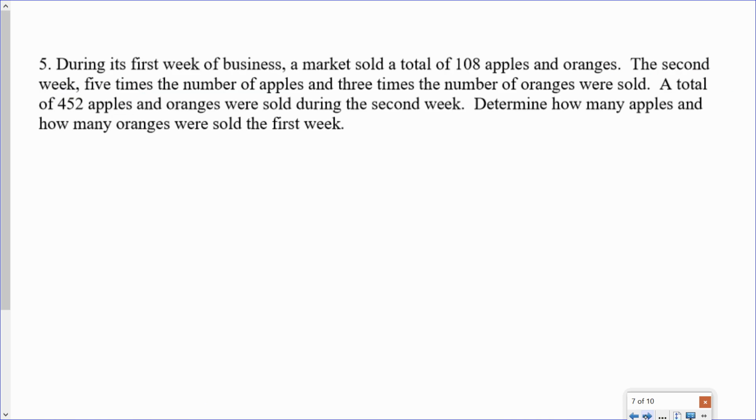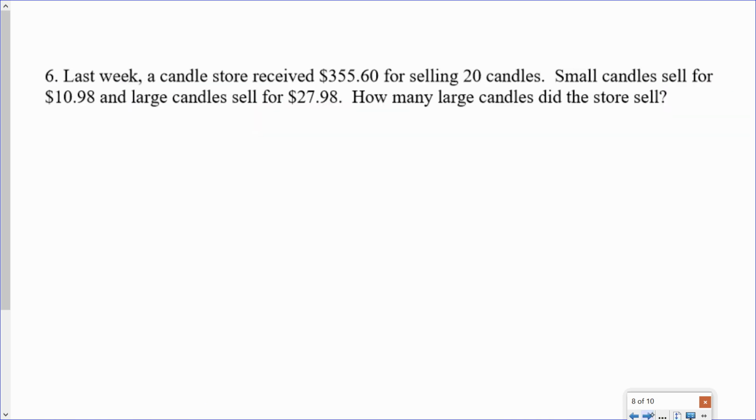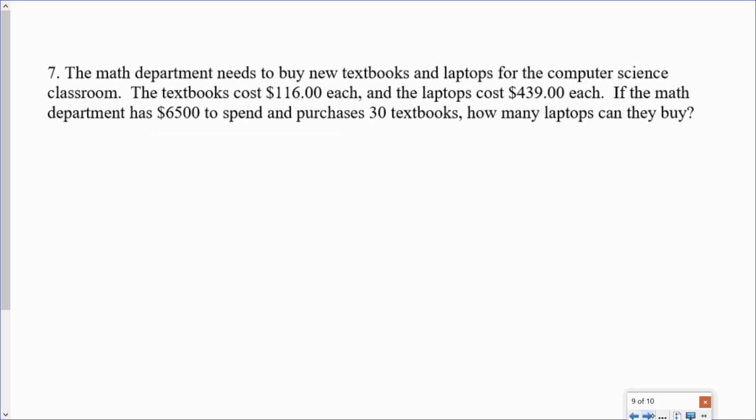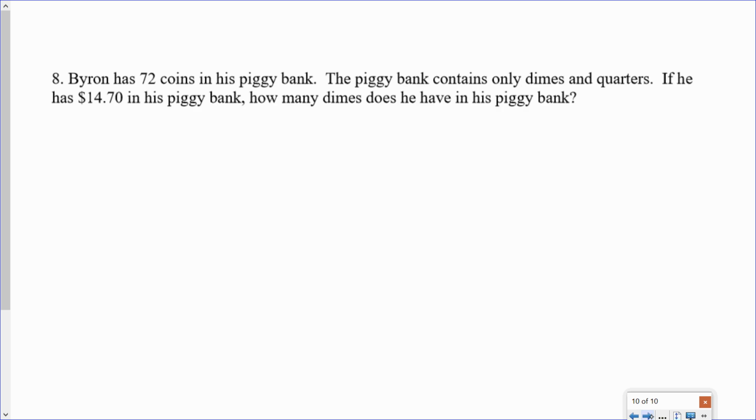Why not? Do we want to do apples and oranges, the candles, the math department? Let's do one with the money. So, number 8, Byron has 72 coins in his piggy bank. The piggy bank contains only dimes and quarters. He has $14.70 in his piggy bank.